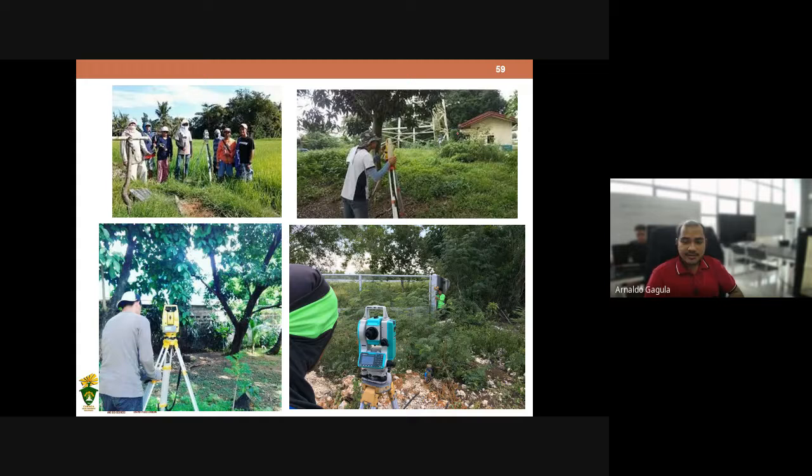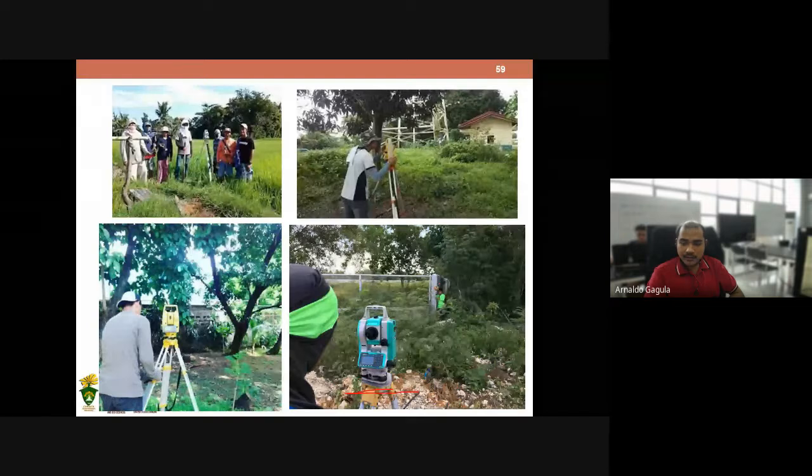And so this is an example of a field survey. The actual survey uses instruments, which you use to take measurements like distance and angles for surveys.